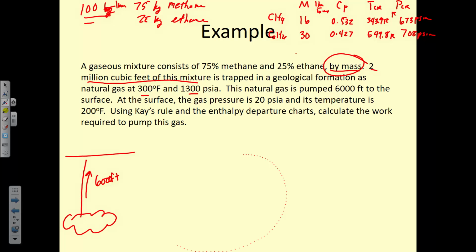Okay, so if we're assuming 100 pound mass, we can calculate our N is equal to the mass over the molar mass. So we have 75 pound mass divided by 16, and we have 25 pound mass divided by 30.